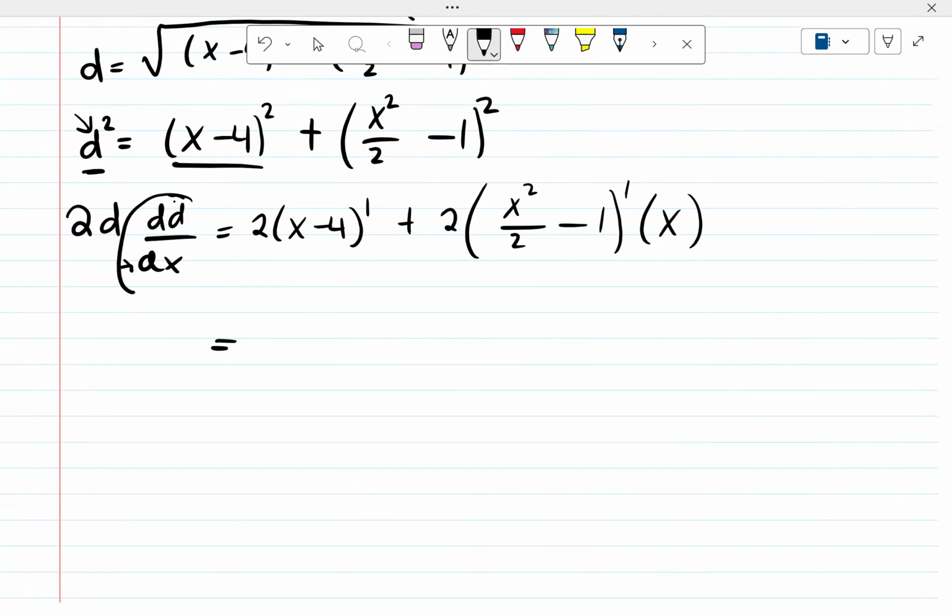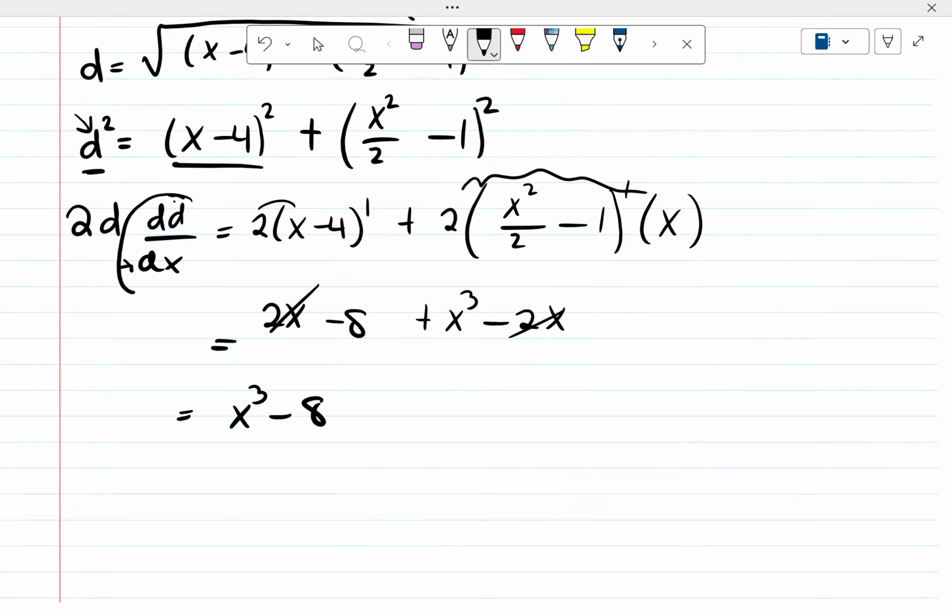So on the right side, go ahead and FOIL this out. So this is going to be 2x minus 8. And then when you FOIL and clean this up, you're going to get x cubed minus 2x. And the 2's cancel. And now you're left with x cubed minus 8. And then you set that to 0. Add 8 to both sides, and you get x equals 2.